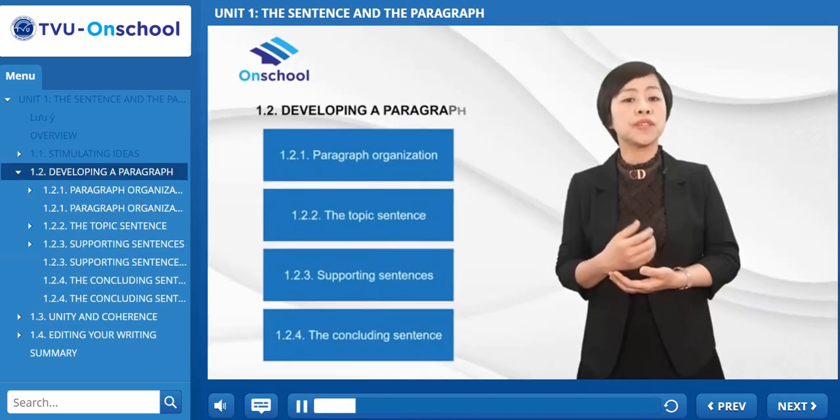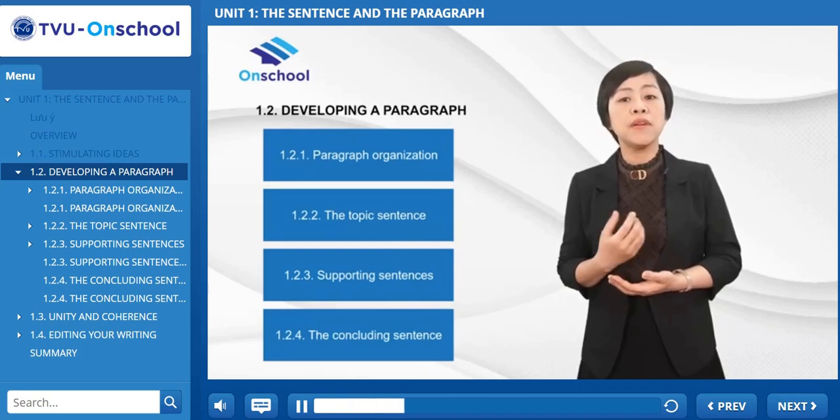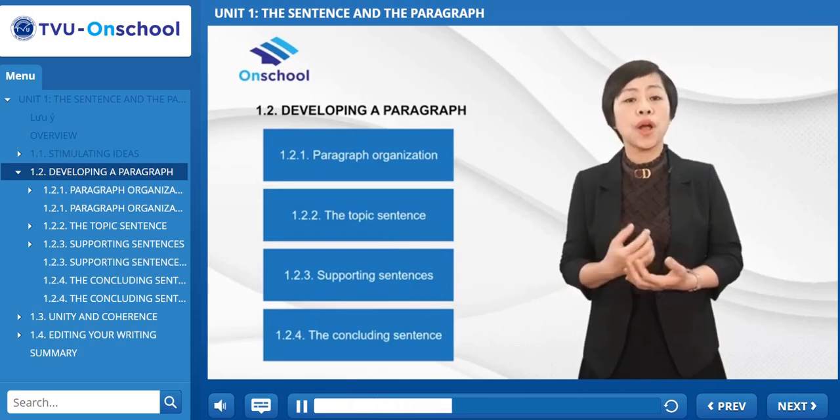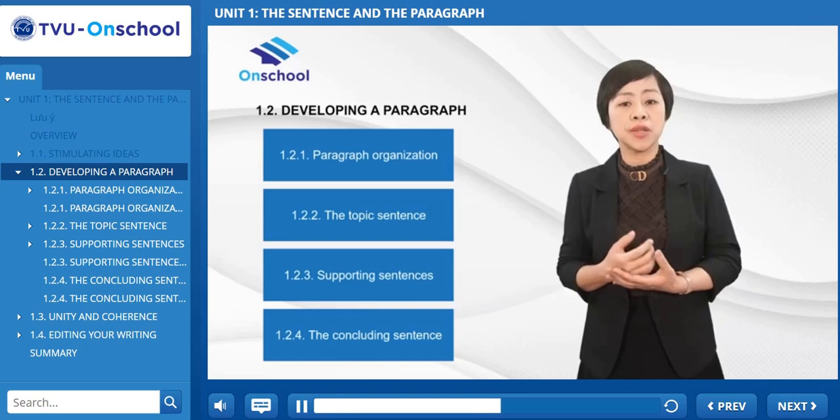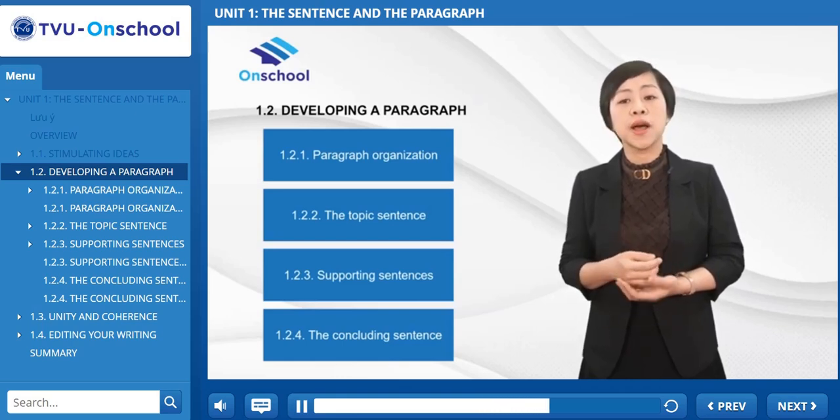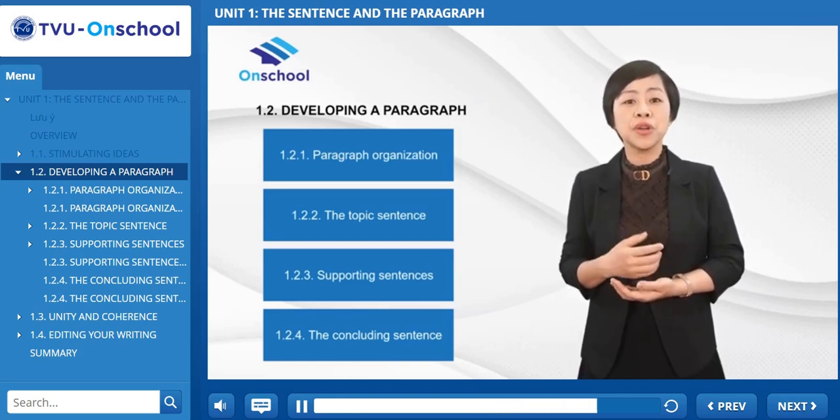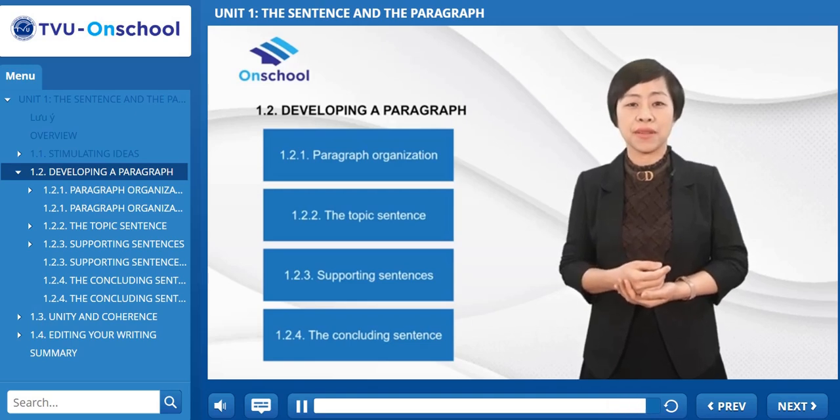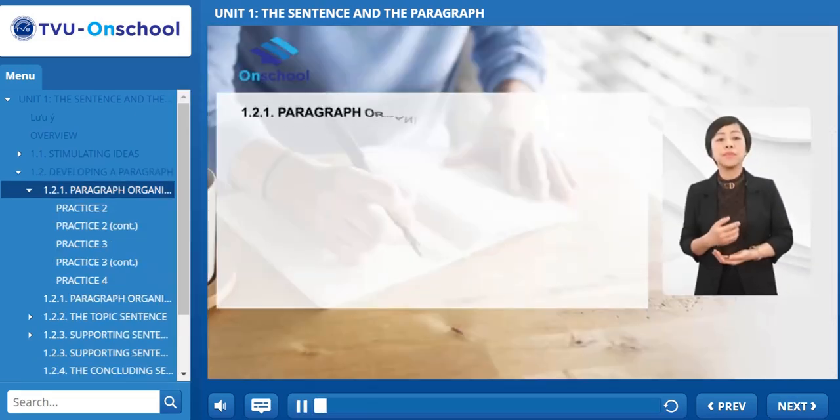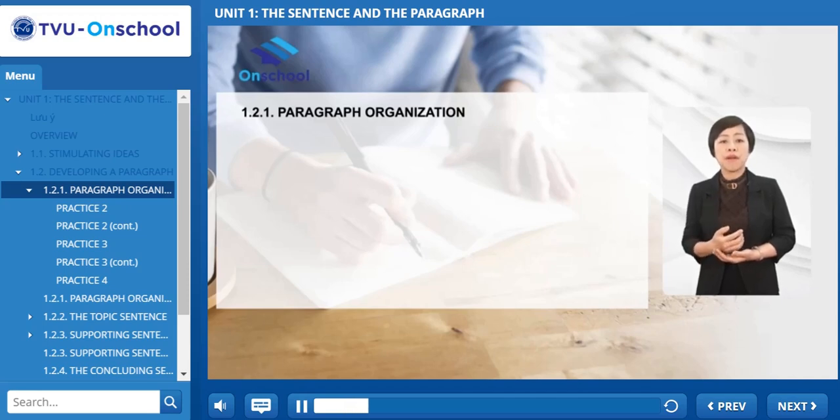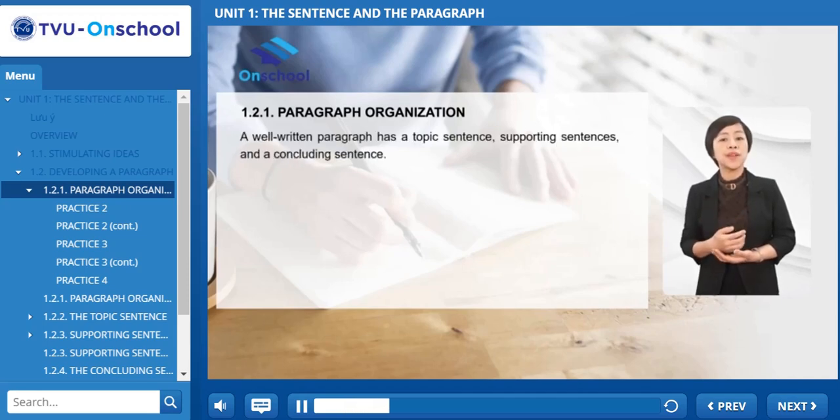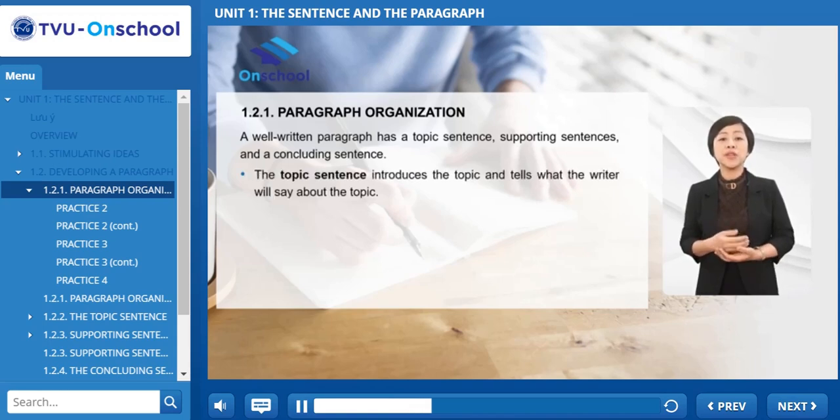Now, let's move to the second part of Unit 1, developing a paragraph. We are going to study paragraph organization, the topic sentence, supporting sentences, and the concluding sentence of a paragraph. Let's start with paragraph organization. A well-written paragraph has a topic sentence, supporting sentences, and concluding sentence. The topic sentence introduces the topic and tells what the writer will say about the topic.